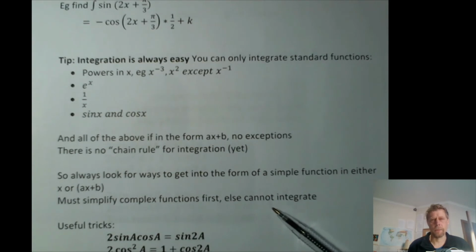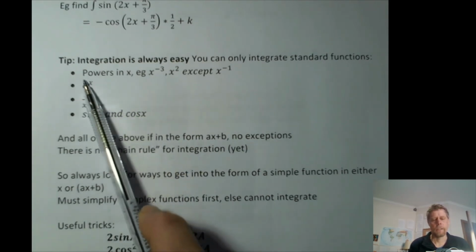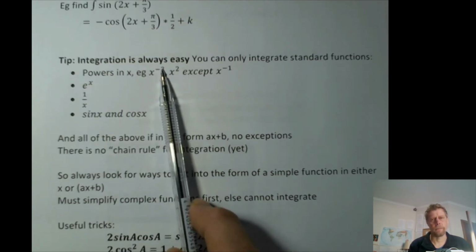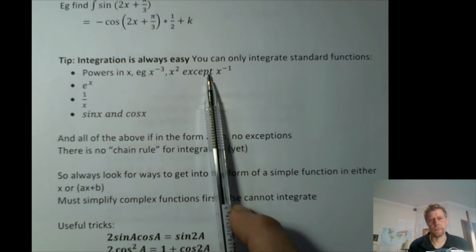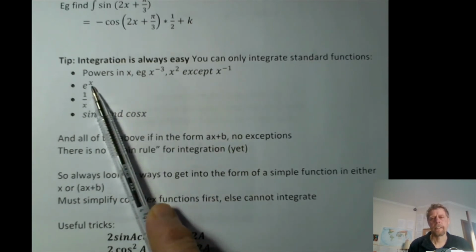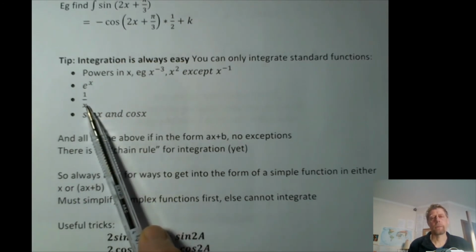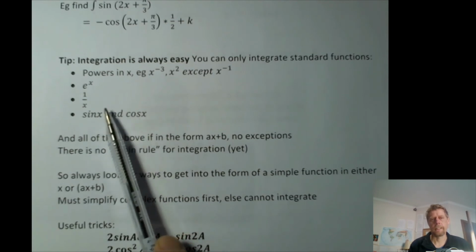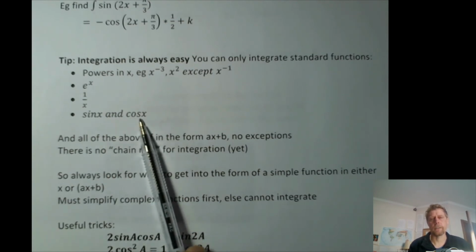What have we learned about what we can do? You must look at what you can do before you attempt the sum. We can integrate powers in x, for example, x to the minus 3. Easy, okay? Polynomials, integrate them, no problem. We can integrate e to the x. The integral of e to the x is e to the x. You can integrate 1 over x. The integral of the reciprocal is ln x. And now we can integrate sine x and cos x. And that's all we can do.